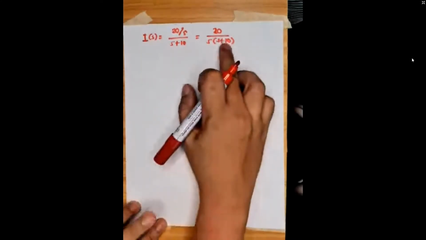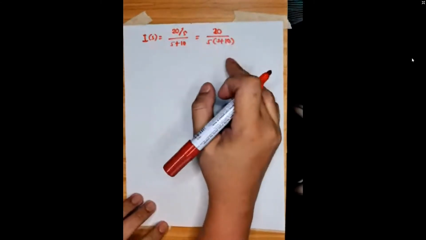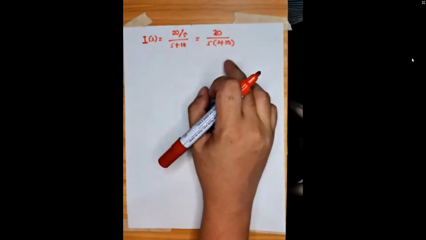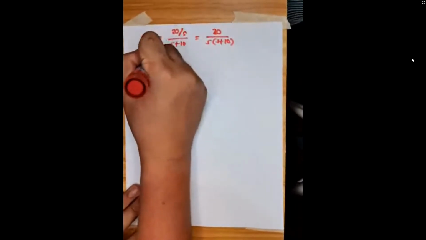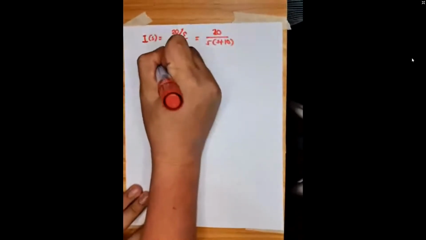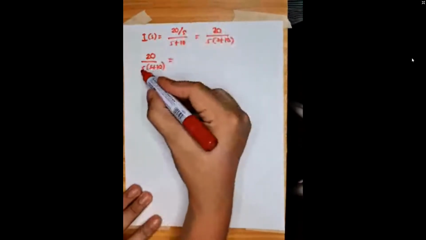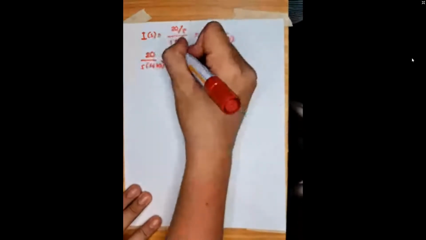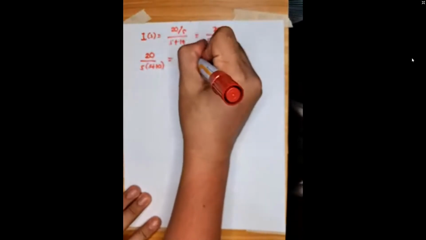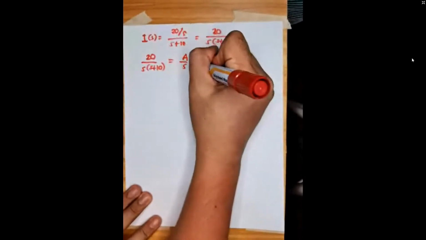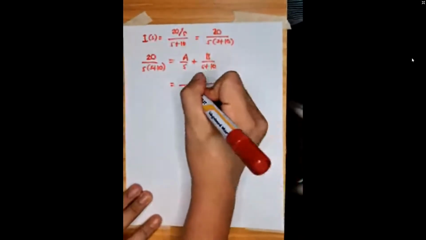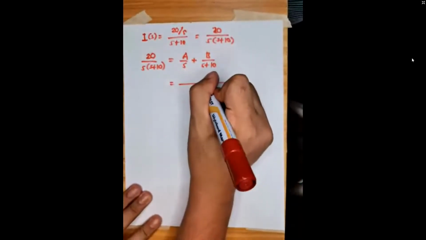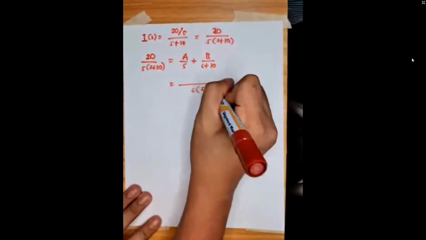I'll do partial fraction decomposition. So that will be 20 over S times S plus 10. I'll just copy the fraction. So that's equal to, pareho lang naman silang linear, A over S plus B over S plus 10. And then we add them again. So the LCD is S times a quantity S plus 10.